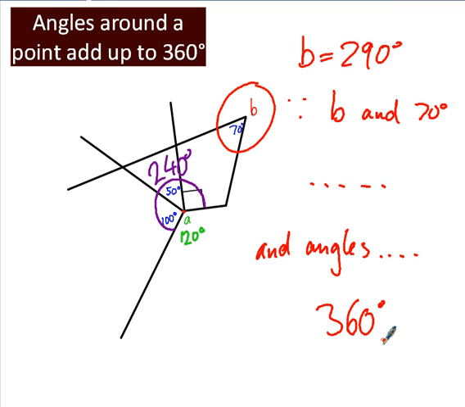There's another 2 videos in the series. One is about angles on a straight line adding up to 180 degrees, and the other is about vertically opposite angles being equal. Thanks for watching.